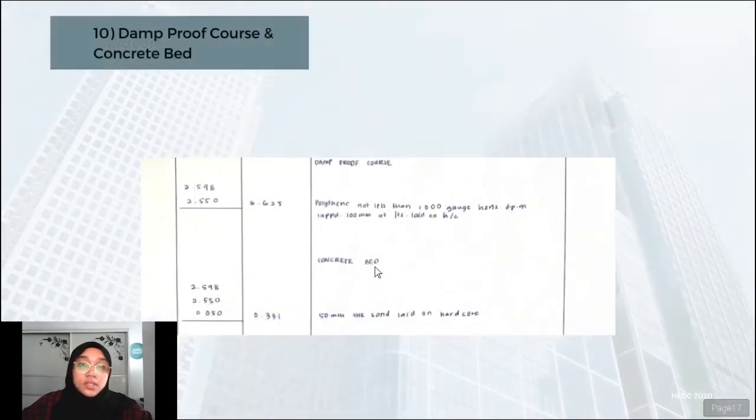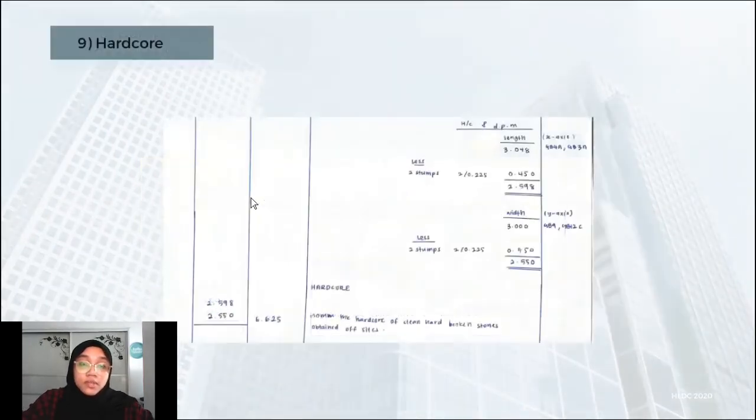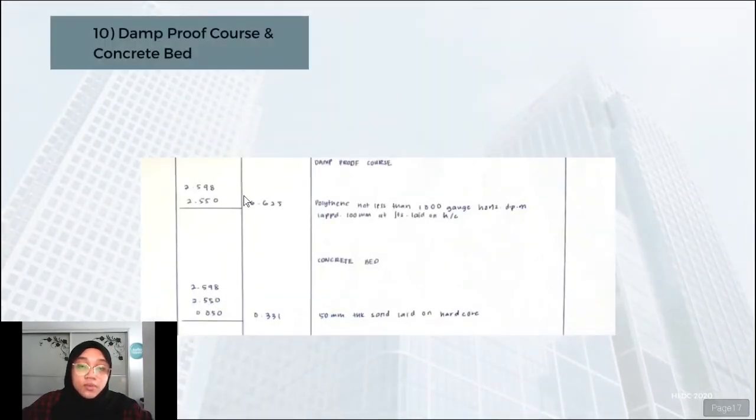Okay, so for the next one is damp-proof course and concrete pad. For damp-proof course, we use the same one as the hardcore. As with the hardcore, we also times the length and the width. So the length and the width, we got this one. For this one, we're using the polyethylene not less than 1000 gauge. And then the next one is concrete pad. For concrete pad, we have to count the length and width, but also times the lean concrete. So this is the number we obtained, and then 50 mm thick sand laid on the hardcore. This one we got from the drawing plan.